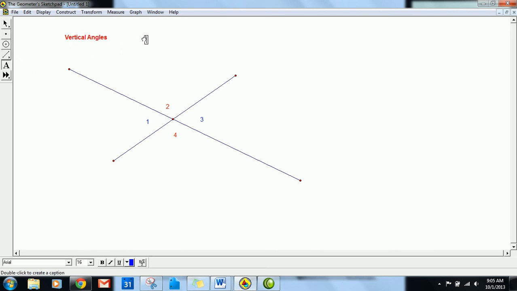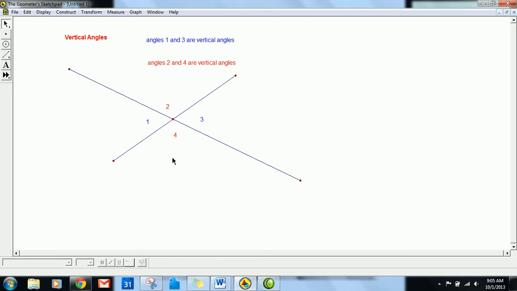So from this diagram, angles 1 and 3 are vertical angles. And also there's another pair: angles 2 and 4 are also vertical angles. Right? They're across from one another. That's what vertical angles, to me, represent. They're across from one another. 2 is across from 4, 1 is across from 3.